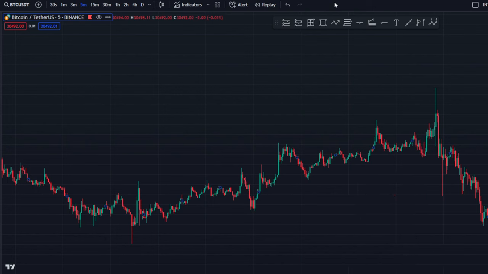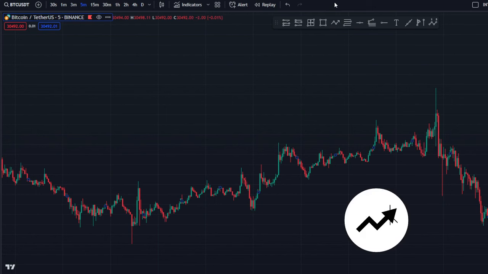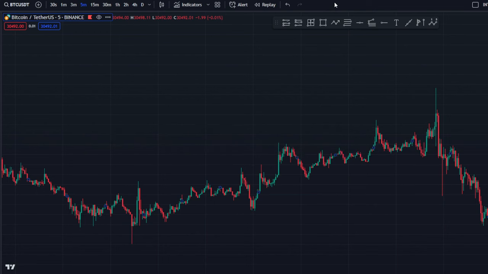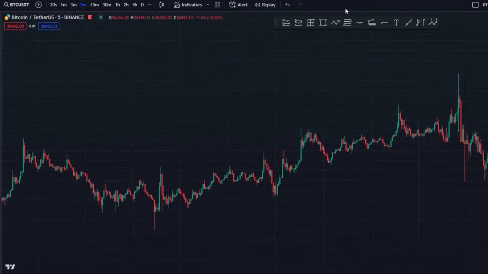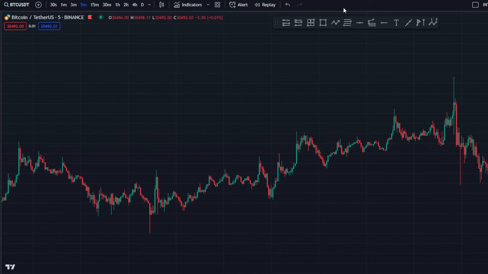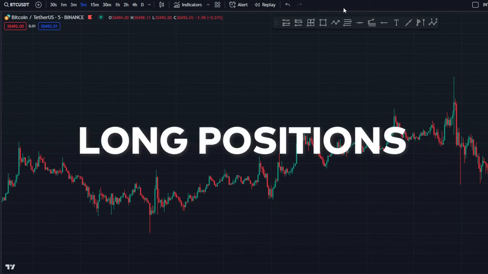So I'm going to introduce this strategy to you guys today. It basically capitalizes on momentum and trend trading, waiting for the retracement and buying the pullbacks, using the Fibonacci tool and the support and resistance. So without further ado, let's start with how to take long positions.